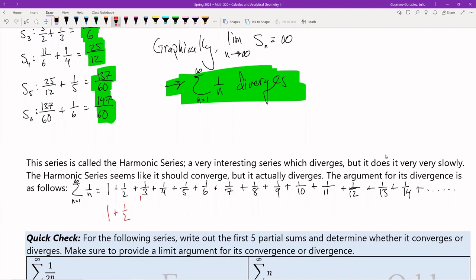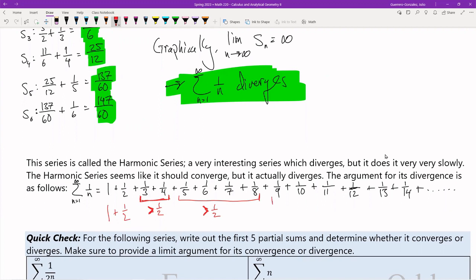Now what I'm going to do is group these two together, and I want you guys to plug this into your calculator. This is something that is bigger than 1/2. Then I'm going to group 1, 2, 3, 4 more terms. I want you to put this in a calculator. This right here is also bigger than 1/2.